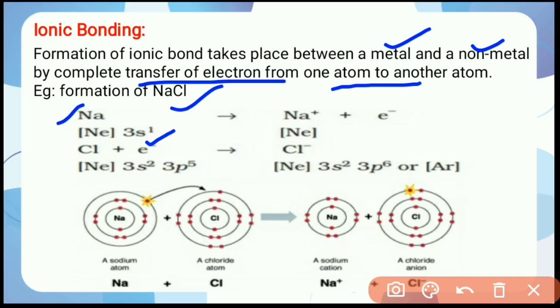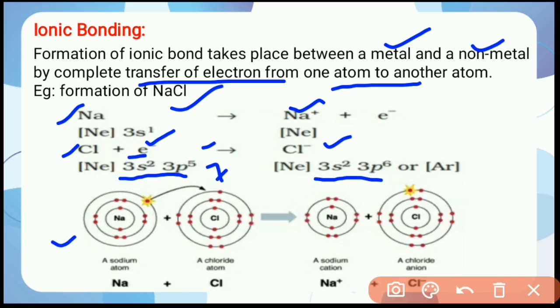So sodium easily loses one electron and acquires a positive charge. Chlorine's atomic number is 17 and its valence shell electronic configuration is [Ne] 3s2 3p5. So its valence shell has 7 electrons, and it is very difficult to lose 7 electrons. That's why chlorine gains 1 electron and acquires 8 electrons in its valence shell. By gaining 1 electron, chlorine acquires a negative charge.